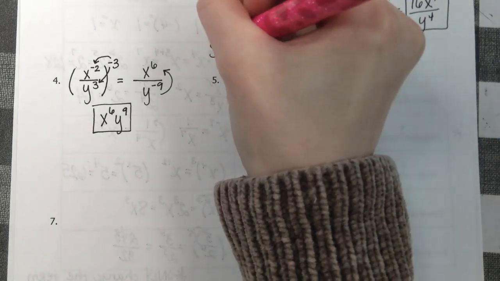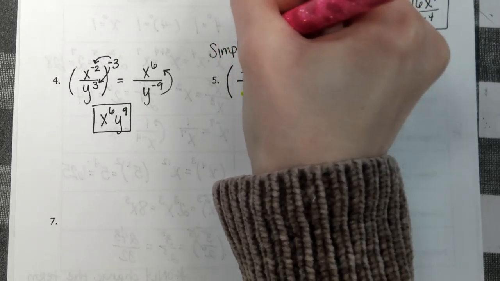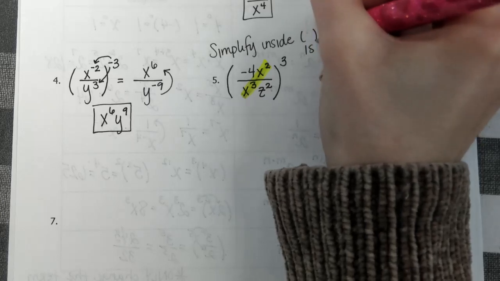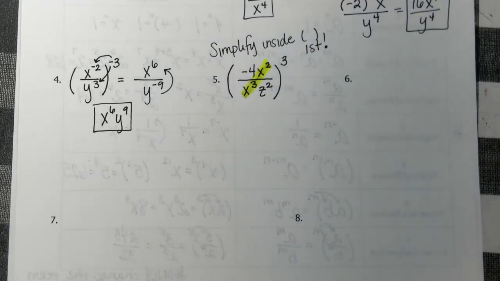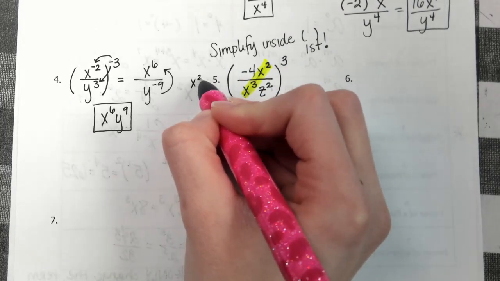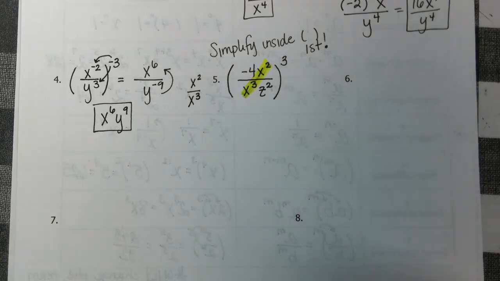I am always going to simplify inside parentheses first. That makes it less that I have to distribute. If you want to distribute, then simplify, that's fine too. As long as you do the proper steps, either way, you should get the same answer. I personally will always simplify first. So what I'm doing, if I'm looking at this, I've got an x squared over x cubed. So what does that tell me?